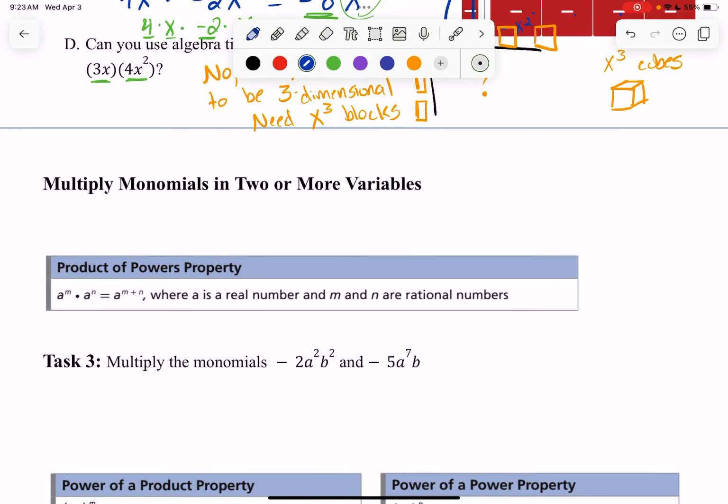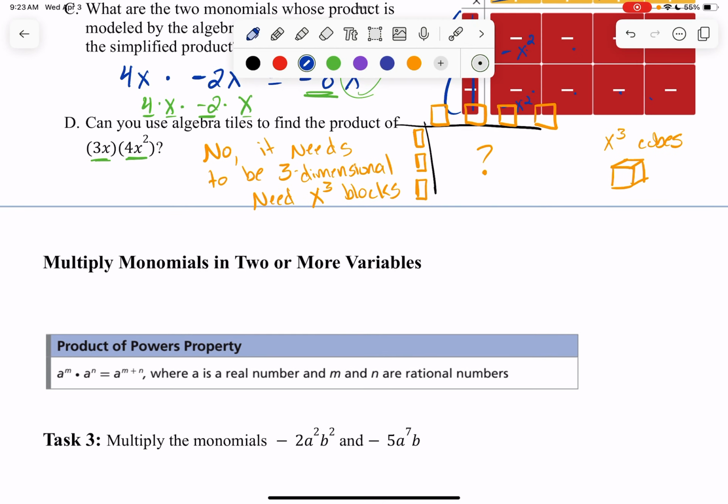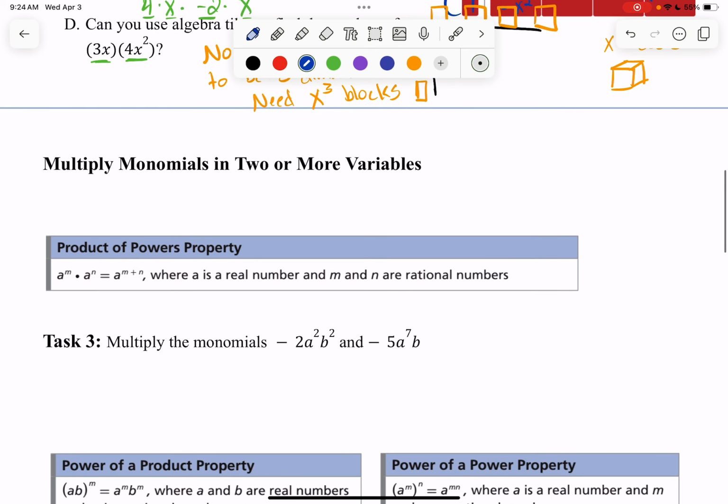Okay, in the last section, we saw that algebra tiles cannot be used to multiply everything. And we don't want to have to draw algebra tiles to multiply every single time we need to multiply. So we're going to look at different ways of multiplying monomials in two variables.